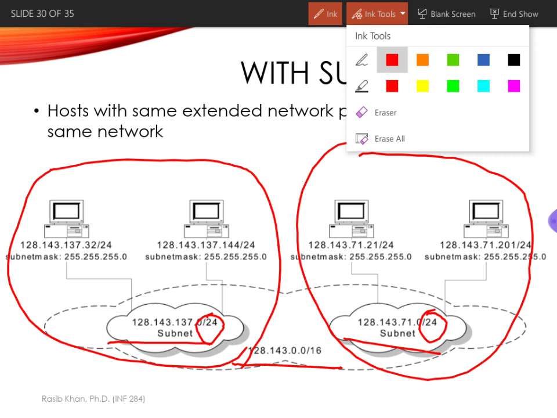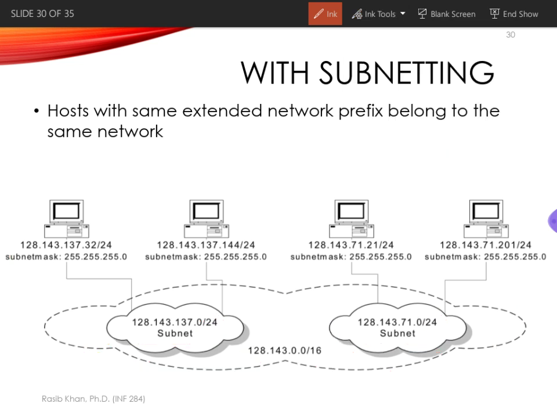And just for the fact that our subnets now have a /24 address, our subnet mask also changes to 255.255.255.0, which means that the first 24 bits are set to 1 and the last octet is set to 0. And also, all the IP addresses are now /24 IP addresses.